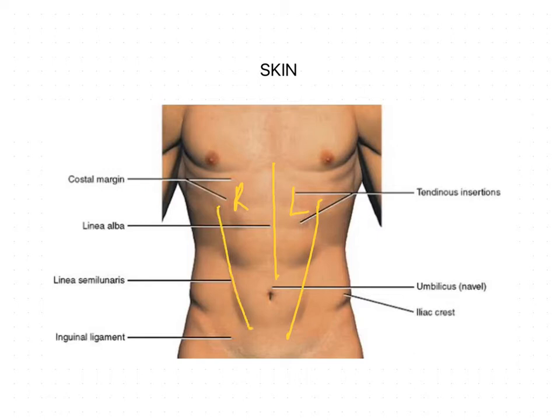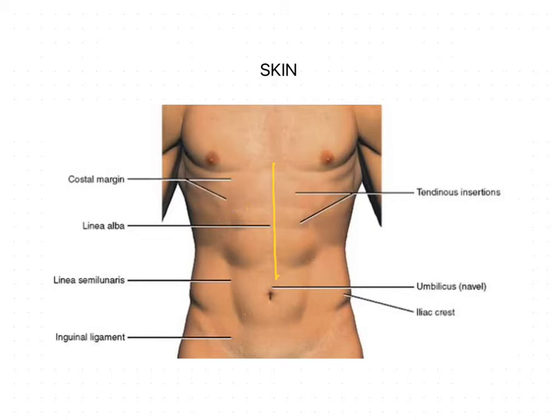So this is called the linea semilunaris. This linea semilunaris corresponds to the lateral margin of the rectus abdominis muscle. So this corresponds to the lateral margins of the rectus abdominis muscle.